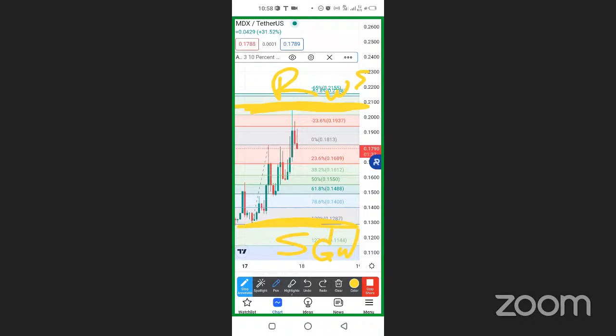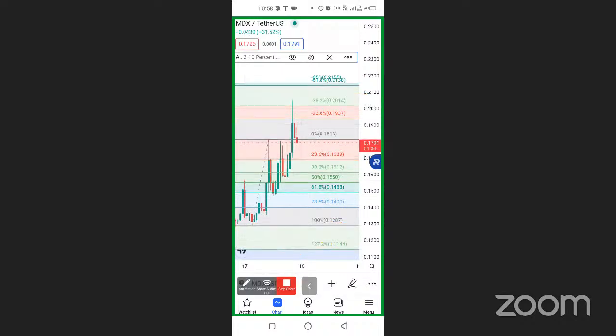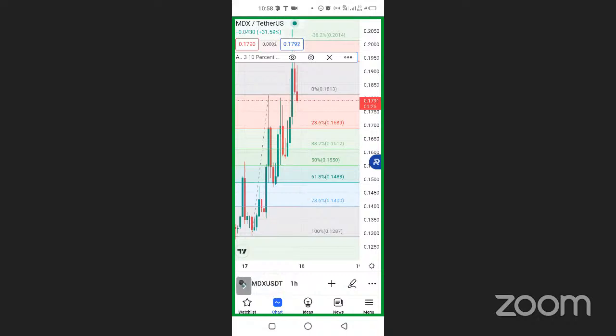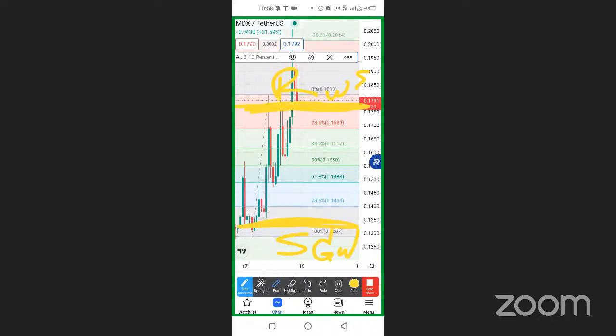Now, let me explain. These lines, if the candle, like here you see, if this candle closes below this line, then it has broken this support. It's now going to go to this, coming down. I hope you understand.